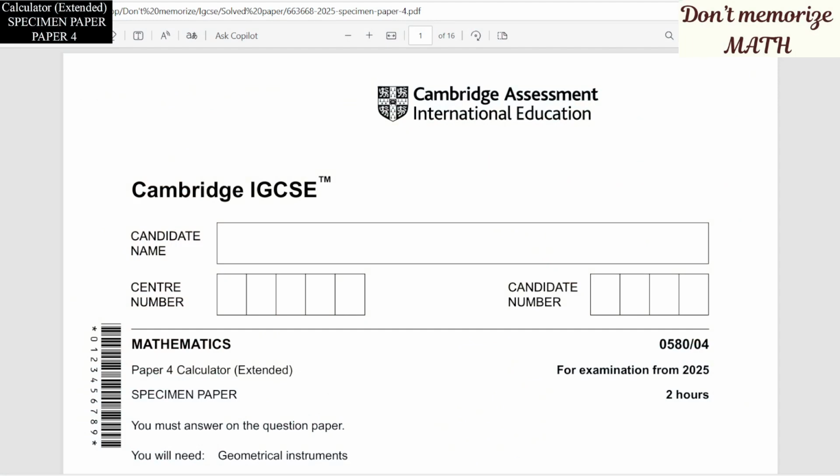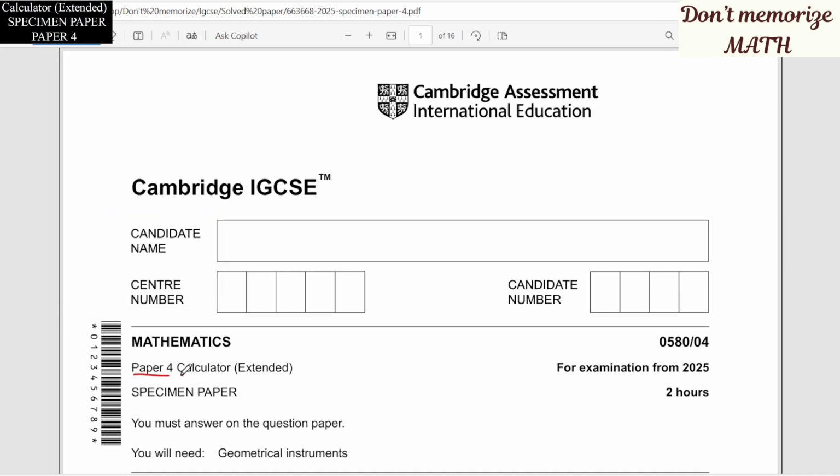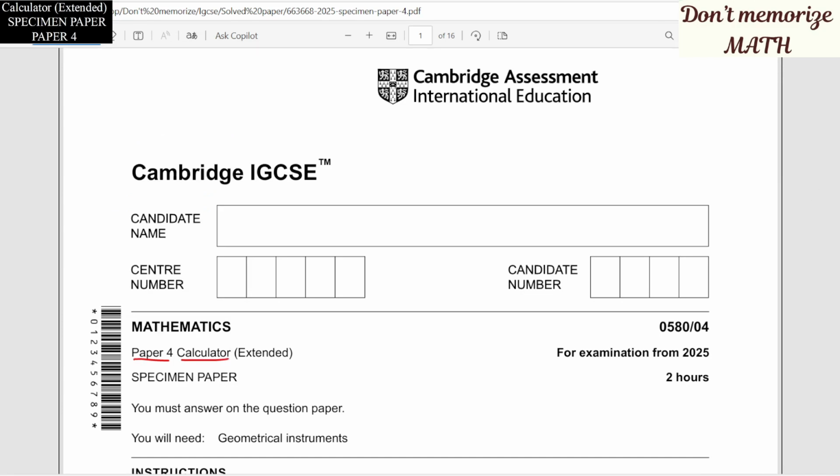So today we are discussing a specimen paper for examination from 2025. Okay, so it's a paper 4 and it's a calculator paper for extended students.